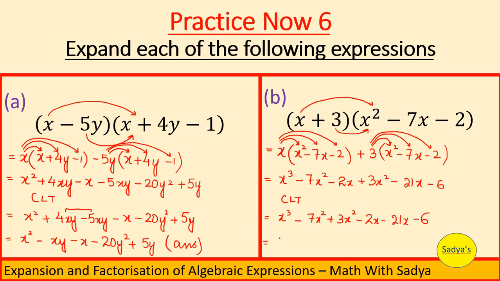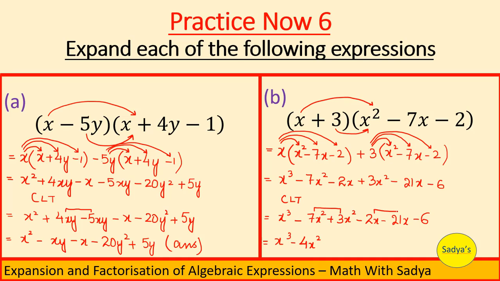Let's simplify them together. X cubed as it is. Negative 7 plus 3. Opposite signs, it means the two numbers will be subtracted. And 7 minus 3 is 4. X square remains as it is. And we write the sign of the bigger number with the answer, and out of 7 and 3, 7 is the bigger number, which is negative. So answer would be negative 4x squared.